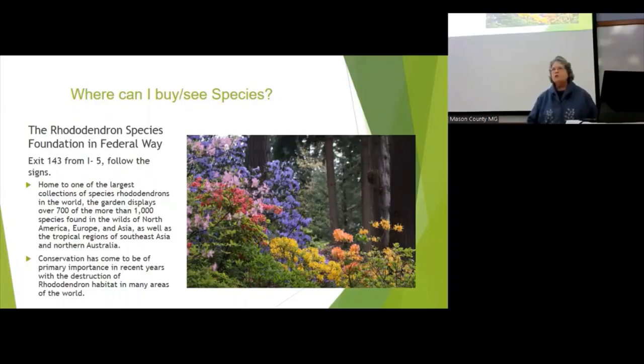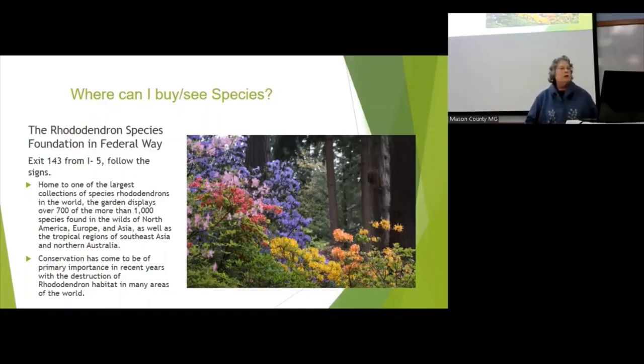The species tend to start blooming earlier, say April and May, but on their website they can tell you what's blooming now, what's blooming next month, and on throughout the season. They also have a nursery. They have species rhododendrons for sale. They have a catalog. You can get them mail order. It's a tremendous resource, and we're so fortunate to have it just right here in our backyard, essentially.